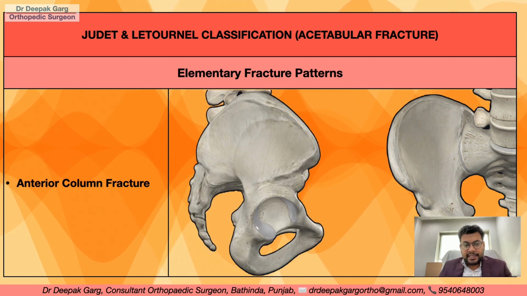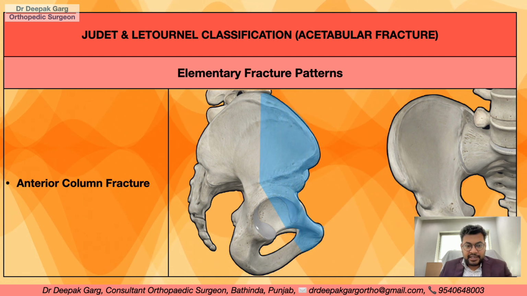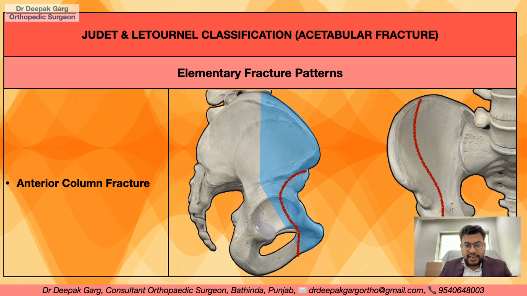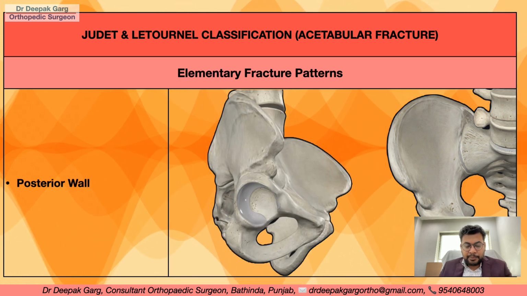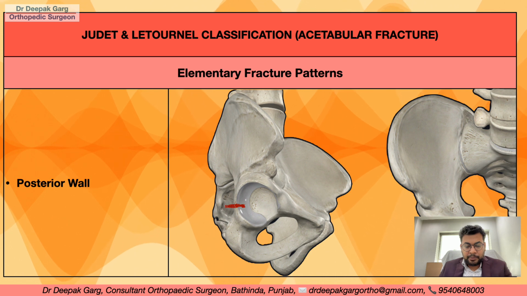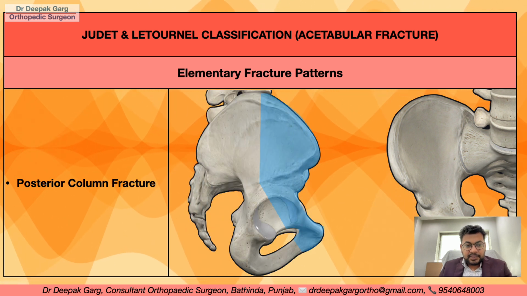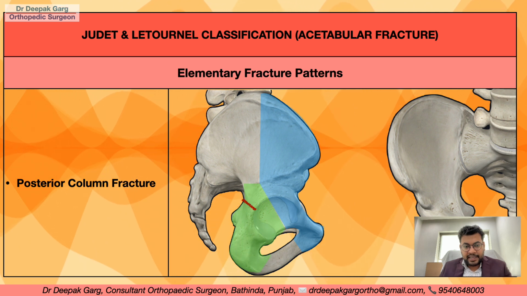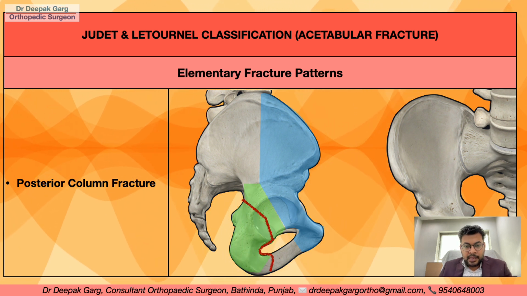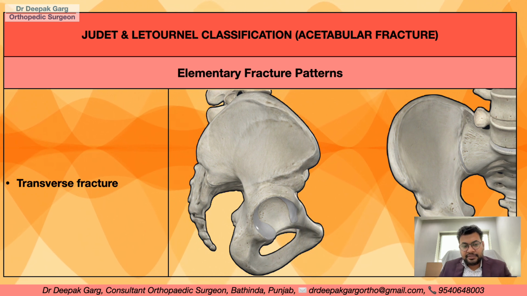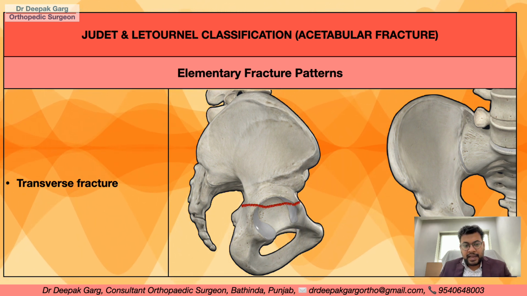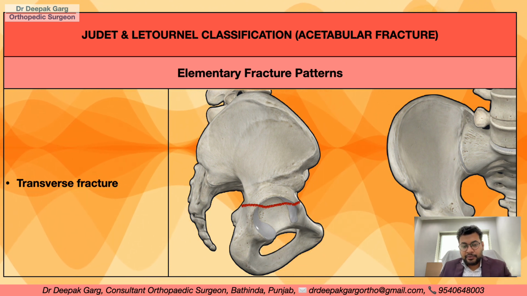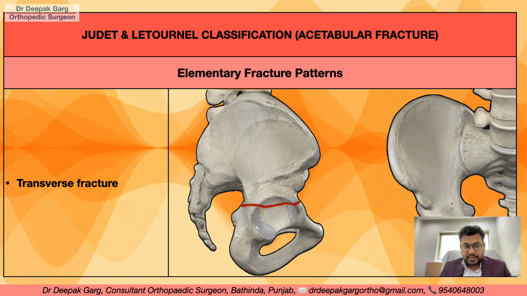Then there can be an anterior column fracture. This is the anterior column and the fracture line lies in the anterior column. Then there is the posterior wall fracture. So this is a posterior wall fracture. Then the posterior column fracture. Now we see this is the posterior column and the fracture line will lie in the posterior column. Now there can be a transverse fracture, which will involve the anterior column, the quadrilateral plate and the posterior column, anterior wall and the posterior wall. So this is a transverse fracture pattern.